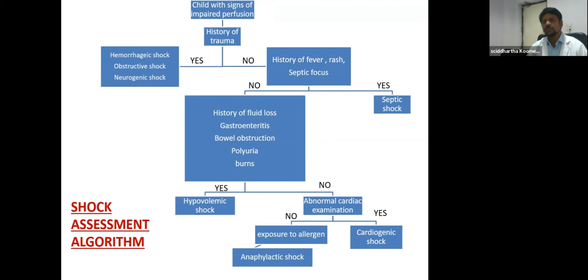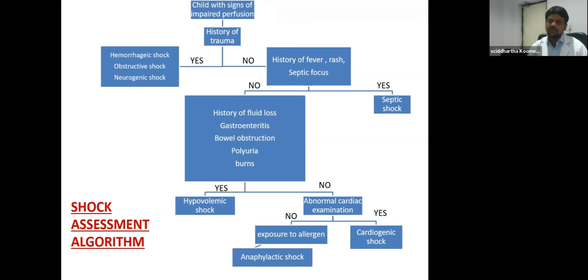If the answer to these questions is no, then we will look for any history of fluid loss. The patient might have diarrhea, vomiting, or polyuria as seen in DKA patients. The burn patient may have insensible water loss. So if there is a history of fluid loss, gastroenteritis, polyuria or burns, that means the patient might be in hypovolemic shock.